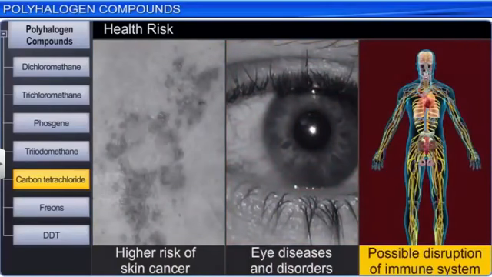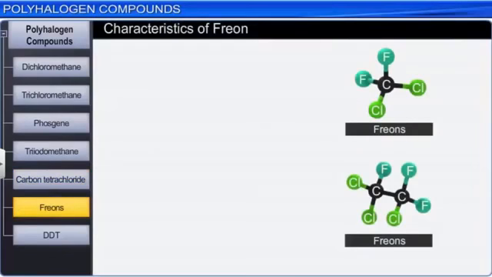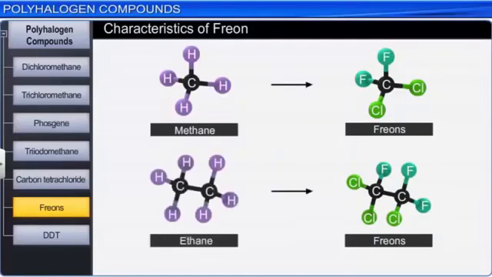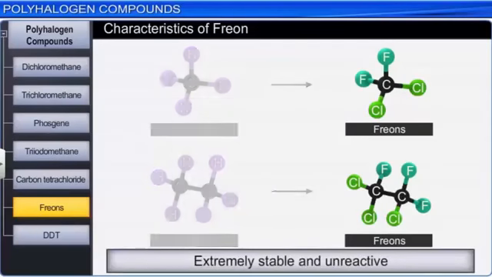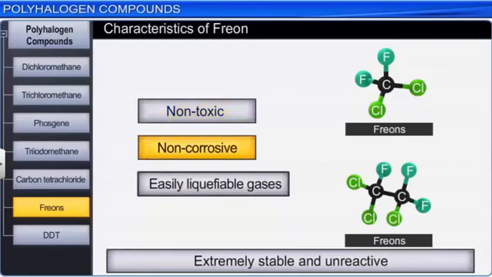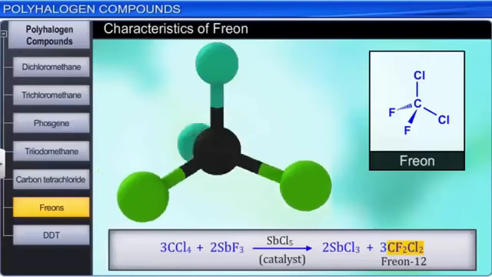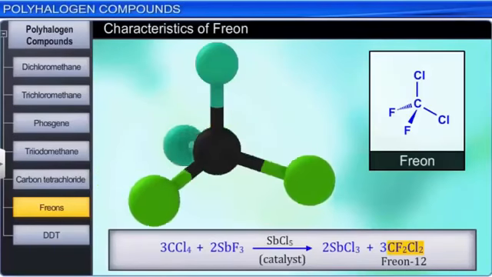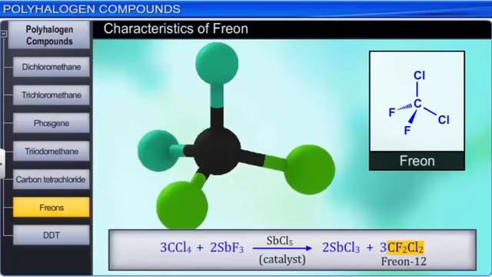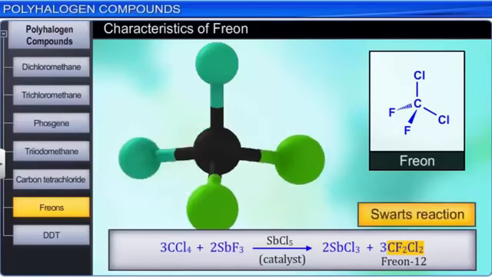Freon is the name given to a class of compounds that are chlorofluorocarbon derivatives of methane and ethane. These compounds are extremely stable and unreactive. They are non-toxic, non-corrosive, and easily liquefiable gases. Freon 12, illustrated here, was one of the most commonly used freons in the industry. It is manufactured from carbon tetrachloride by the Schwarz reaction.